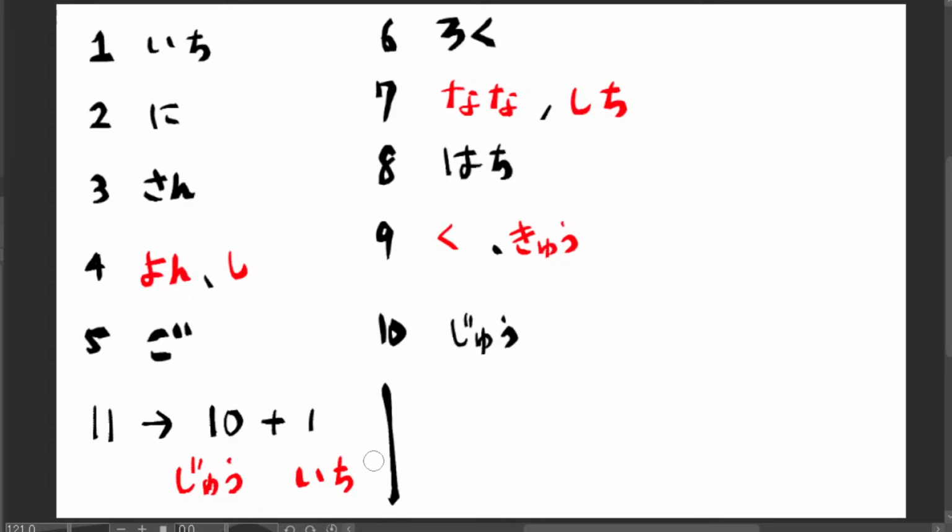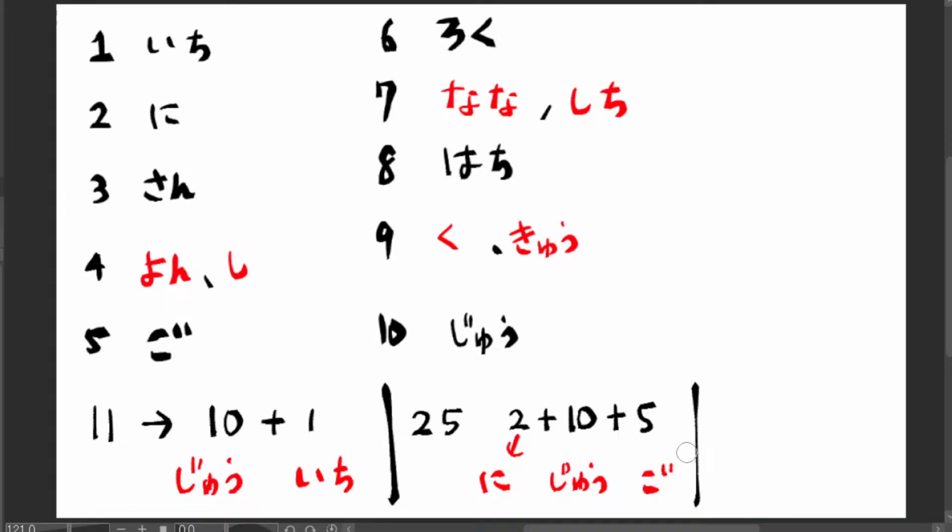Okay, and then you have, for example, 25. For 25, you put number 2 and then you add 10 and then you add 5 to it. So number 2 is ni, 10 is ju, and 5 is go. So it will be nijuugo. It's that simple.